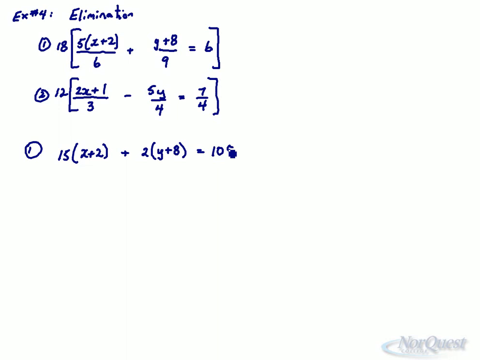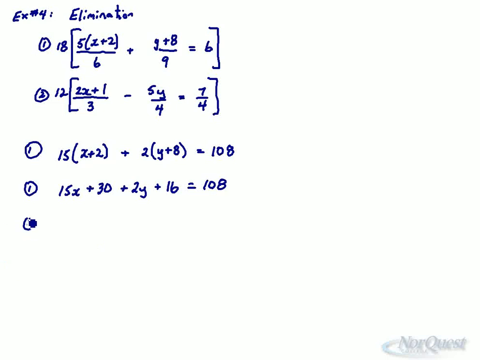Do the same thing with the other equation. Actually, let's just simplify equation 1 first, and then we'll look at equation 2 after. Again, still not quite there, but if we expand 15 times x to give us 15x, plus 30, plus 2y, plus 16, equals 108.